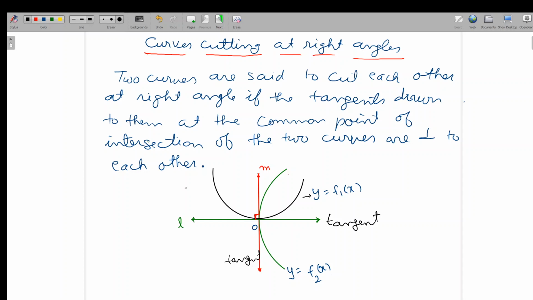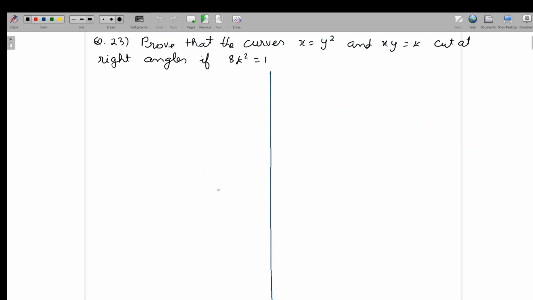Now let us do a question based on this one. That is question number 23 of the textbook. Prove that the curves x equal to y square and xy equal to k cut at right angles if 8k square equal to 1. Here we'll find the slope of both the curves. Say m1 is the slope of this curve and m2 is the slope of this curve. Then we'll multiply m1 into m2. Since they are orthogonal curves, we'll have m1 into m2 equal to -1. On solving that, we must get 8k square equal to 1.